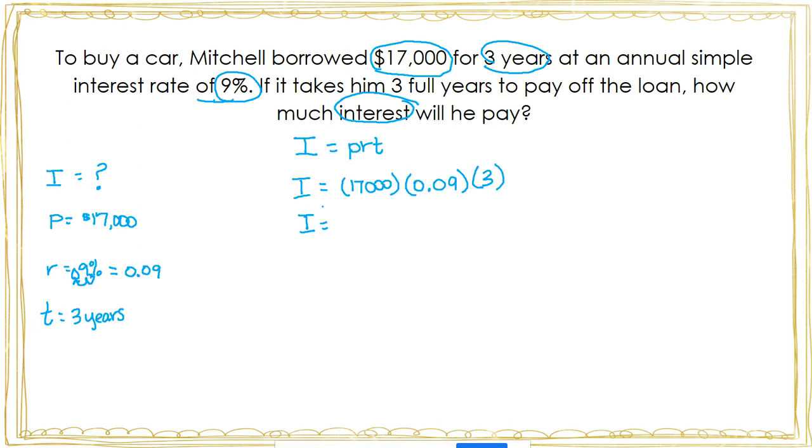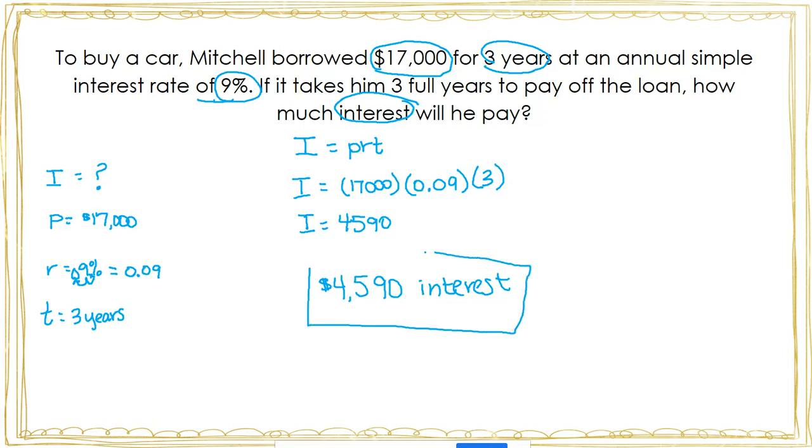And when we multiply this, we get 4,590. This means that Mitchell is going to pay $4,590 in interest. Now, that is not the only thing that he has to pay back. Remember, he borrowed $17,000, so he has to pay back the $17,000 that he borrowed for the car. And he also will be paying $4,590 in interest as a fee for borrowing the money.